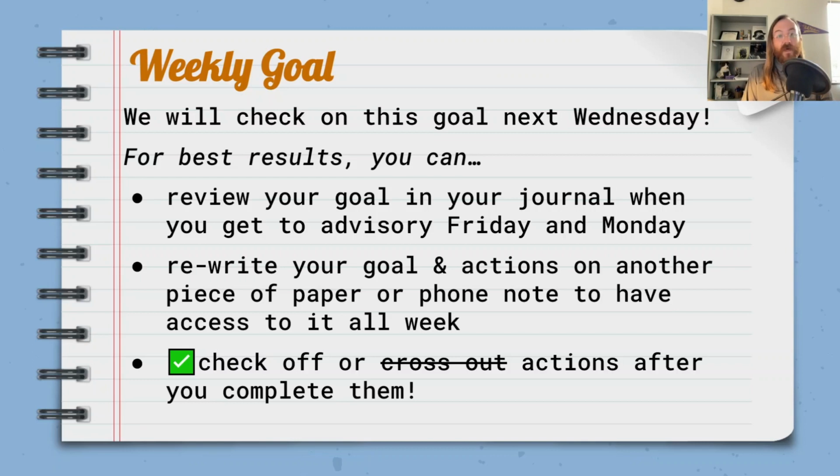And the most satisfying part of this is that you can check off or cross out actions after you complete them. I find that the more things that I check off my to-do list, the better I feel about whatever it is I'm doing. Those are my suggestions on how to make good weekly goals. Remember that your goal can be either academic, something having to do with school, or personal, anything else outside of school. But it has to be specific, and it has to have specific action steps that you can take and check off in order to achieve that goal.